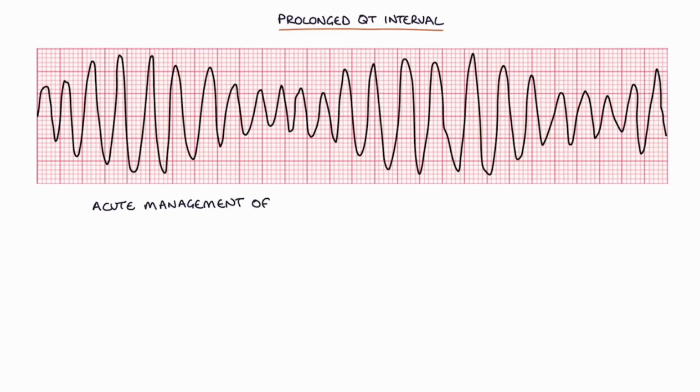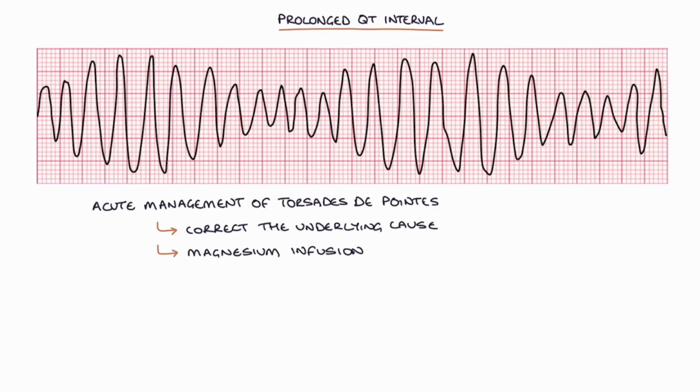Acute management of torsade de pointes involves correcting the underlying cause, for example, electrolyte disturbances or medications, a magnesium infusion, even if they have a normal magnesium, and defibrillation if ventricular tachycardia occurs.